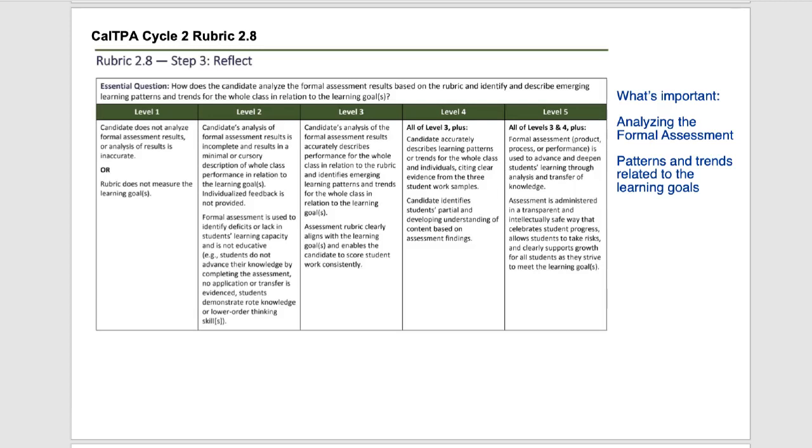I'm going to talk through CalTPA Cycle 2, Rubric 2.8, and we're on to Step 3, which is Reflect. The essential question: how does the candidate analyze formal assessment results based on the rubric and identify and describe emerging learning patterns and trends for the whole class in relation to the learning goals? So what's important here is analyzing the formal assessment, and we're looking for patterns and trends that point to the learning goals. Let's look at Level 3.